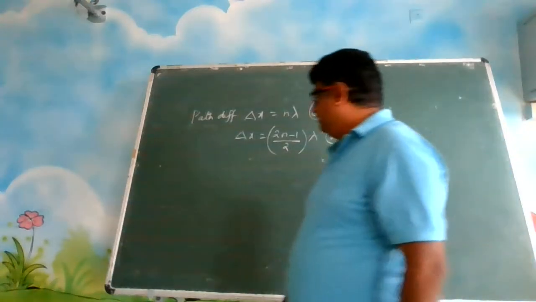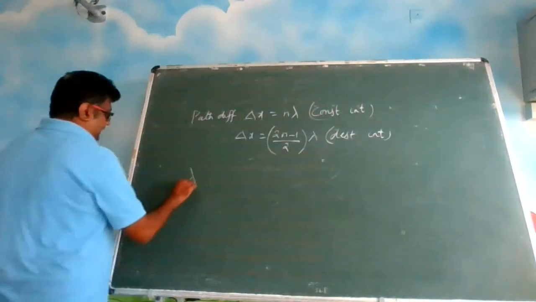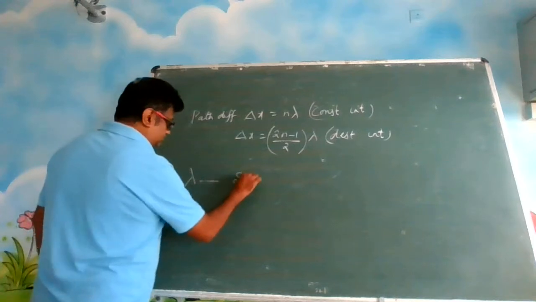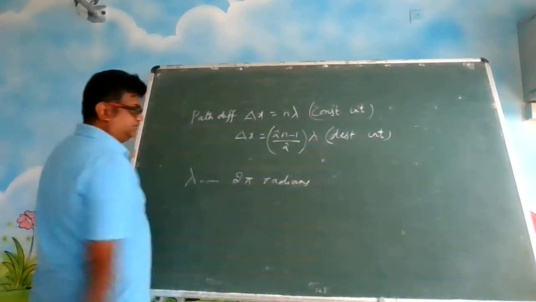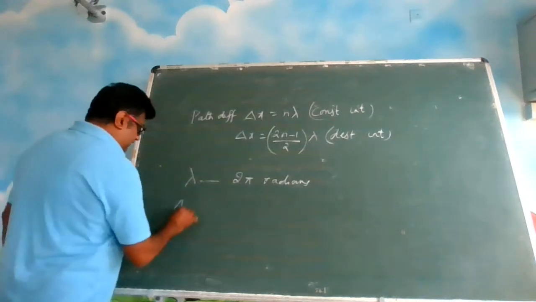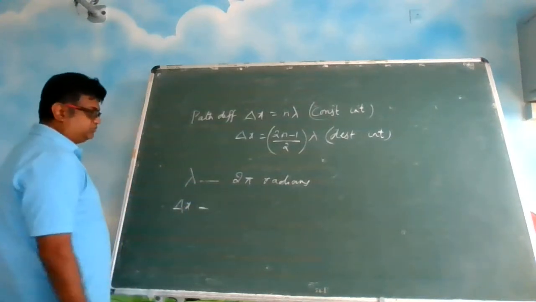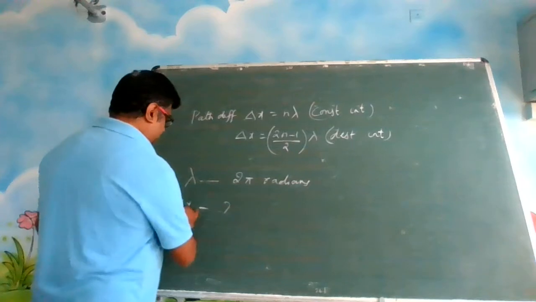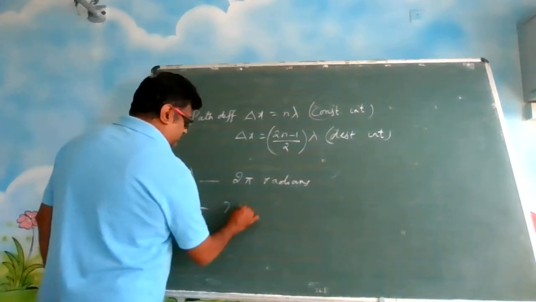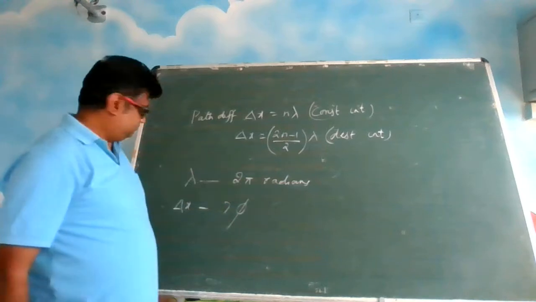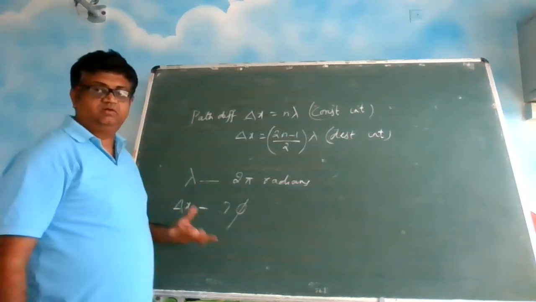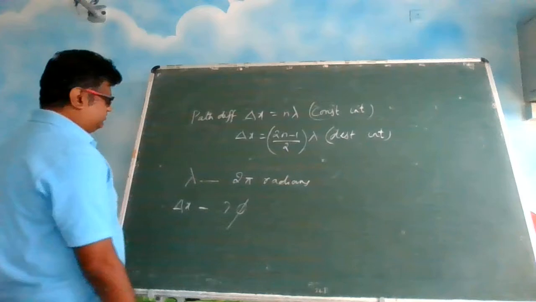We have also seen that lambda wavelength corresponds to 2 pi radians, isn't it? So delta x path difference corresponds to how much phase? It is delta, some theta, some phi you call it. Lambda corresponds to 2 pi radians. Delta x corresponds to how much phase? Let us want to understand.